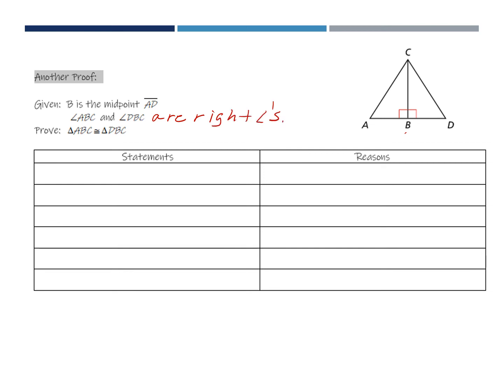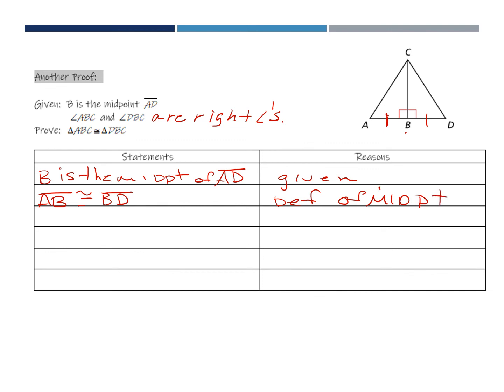Okay. So I'm going to start with B. I'm proving the triangles are congruent. So if I know B is the midpoint of AD, that's given. Midpoint means it cuts a segment in half, so AB is congruent to BD by definition of midpoint. Okay. So now I've got a side.